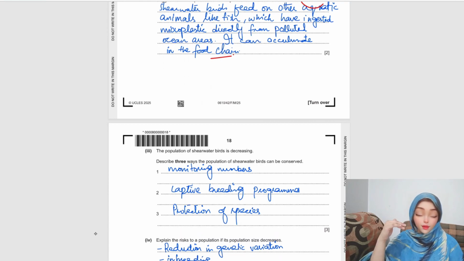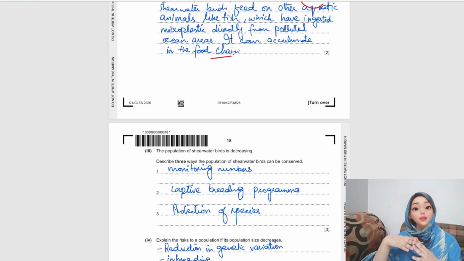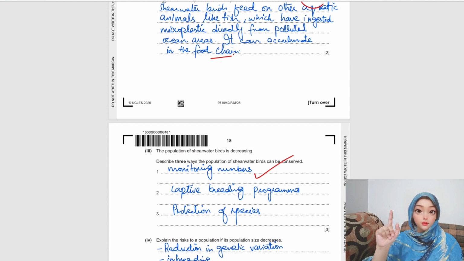The population of shearwater birds is decreasing. Describe three ways the population of shearwater birds can be conserved. So we can conserve its population by making captivity programs, and secondly we can also conserve it by monitoring their numbers, and lastly we can protect them by the protection of their species.